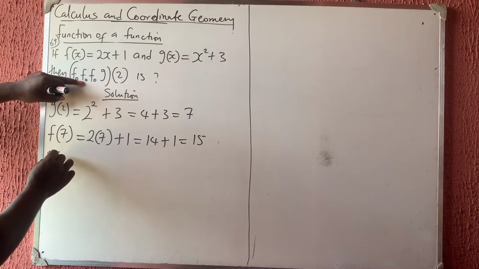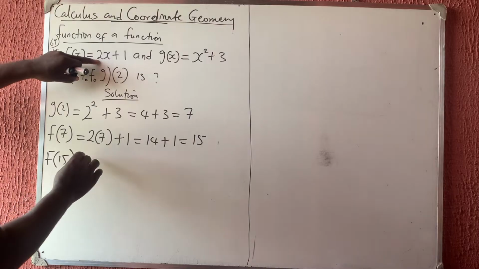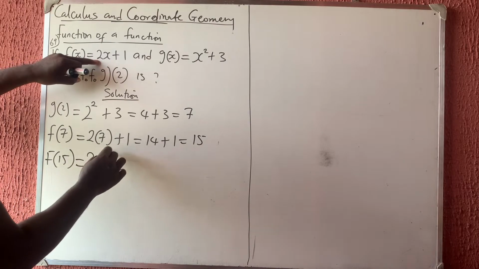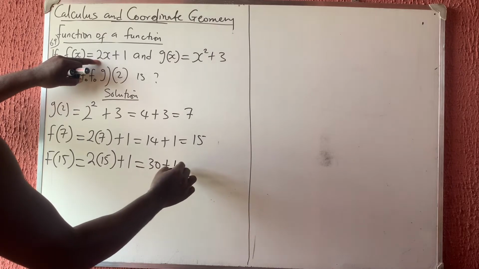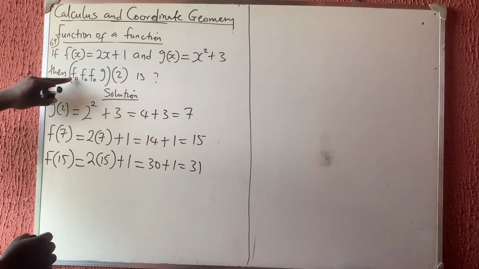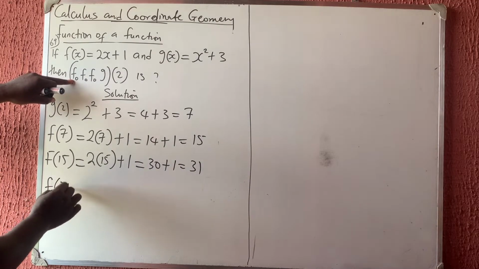The next one is f of this last answer, so f of 15. We go to the side of f again. Anywhere you see x, put 15. That is 2 in bracket of 15, then plus 1, which is 30 plus 1, which is 31. We go again, the last one now, f. So f of the last answer, which is f of 31.